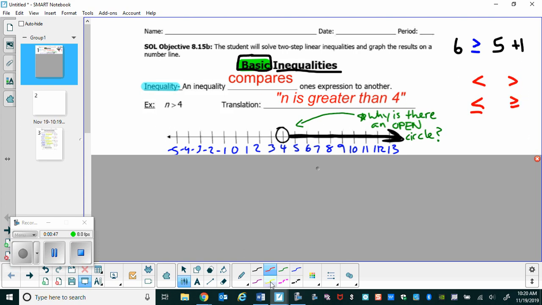We're going to be reviewing in this video that there is an open circle for problems like this, but with the or equal to, it is a closed circle, okay? So if you're graphing the solution n is greater than 4 on a number line, you've got your 4 right here. You just build the number line around it. And why is there an open circle here? Because it's just n is greater than 4.